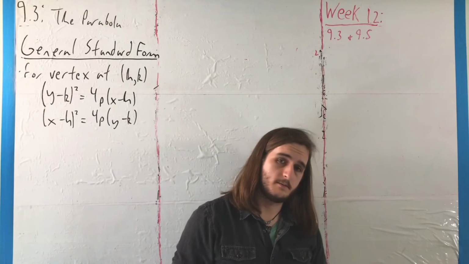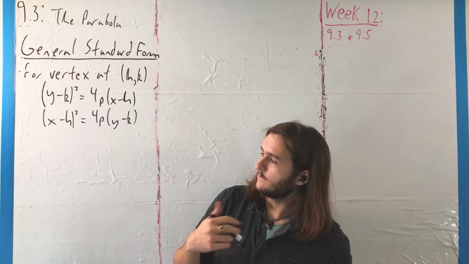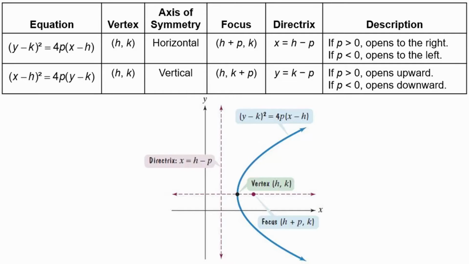So in general, when we're looking at parabolas, we have two standard forms that we'll consider building our vertex at the point (h, k). In one case, we have the equation (y minus k) squared equals 4p times (x minus h), where this has horizontal symmetry and focus at point (h plus p, k), directrix at x equals h minus p, and if p is positive, then this opens to the right, and if p is negative, this opens to the left. So this is our general horizontal case.